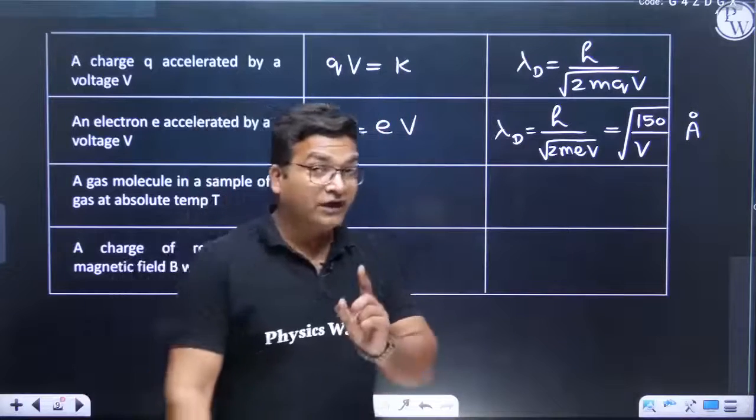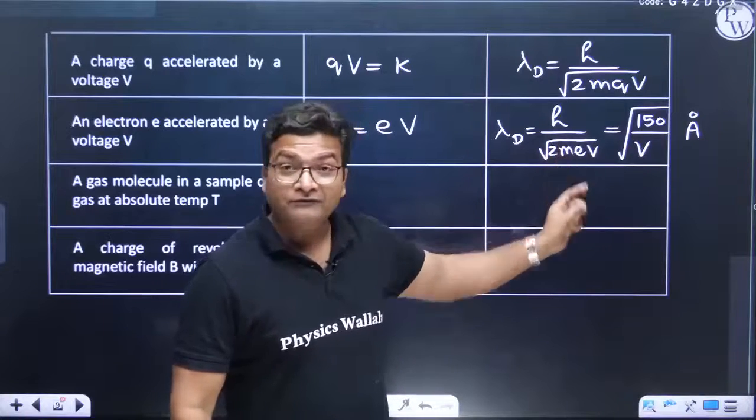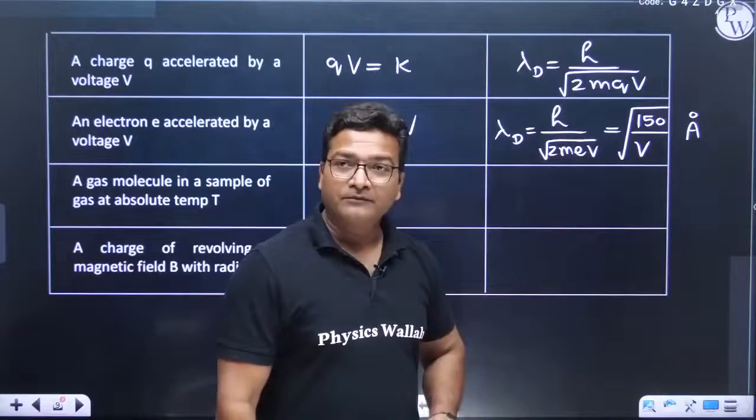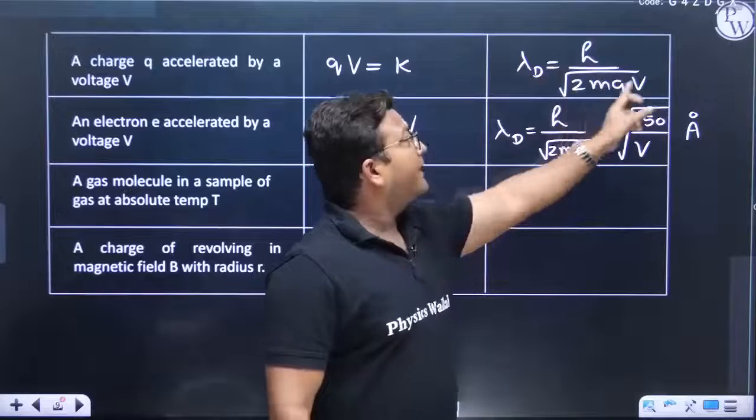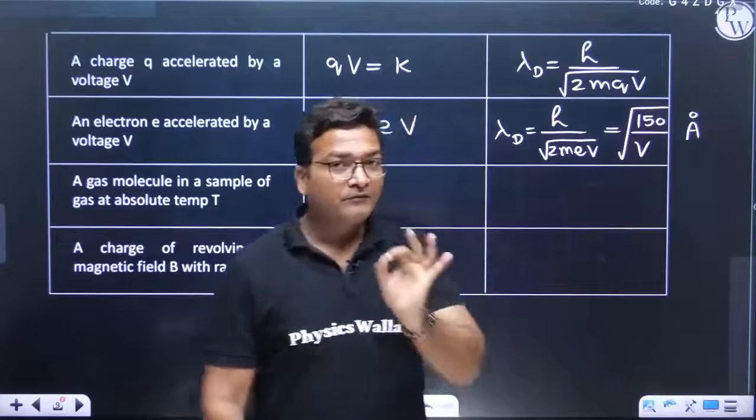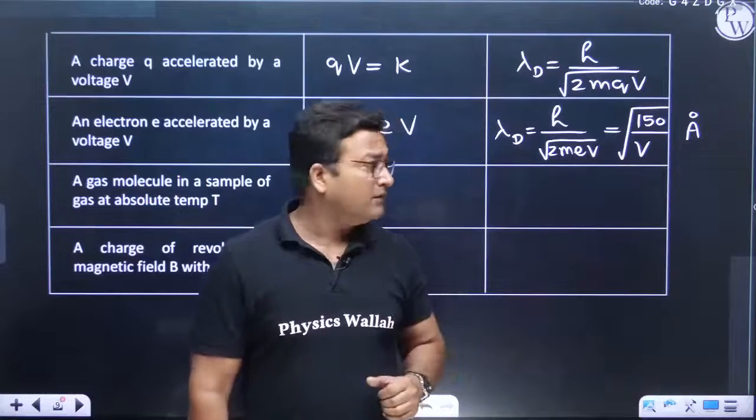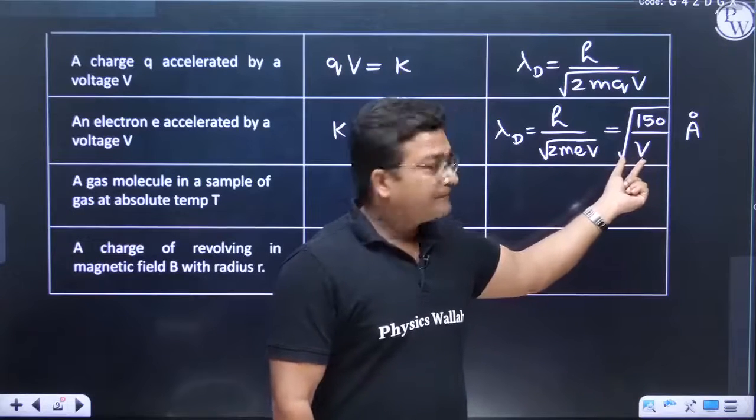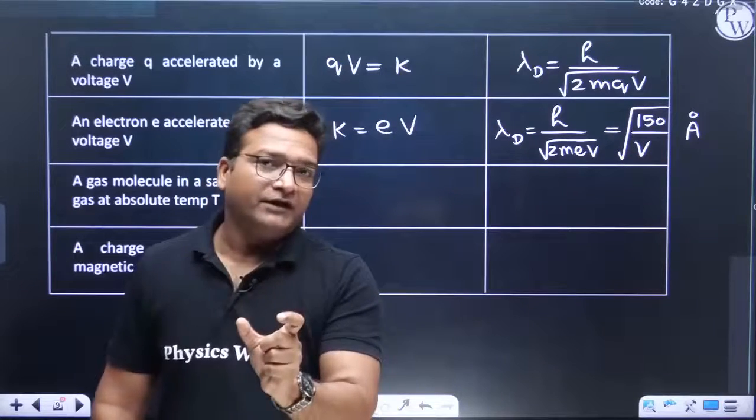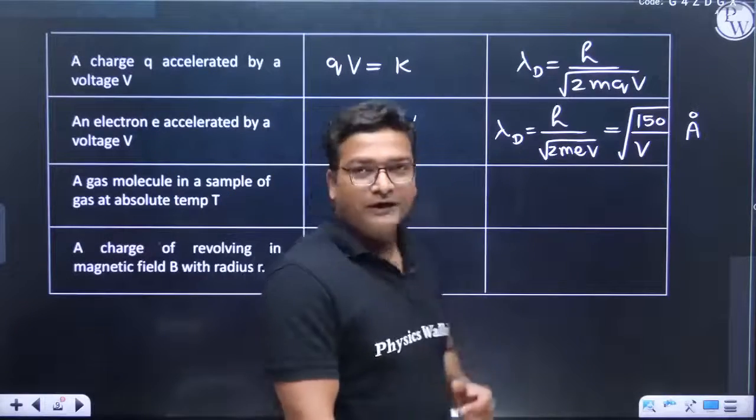So here you have to say this is only valid for electron, because at the place of mass we have placed the mass of electron, and at the place of charge we have placed the charge of electron. The general formula is valid for any kind of particle, for alpha particle, for proton, doesn't matter, but this one is only valid for electron. If they say the electron is accelerated by a voltage V, put the voltage V in volts here, and square root of 150 by V gives you the de Broglie wavelength of that electron in angstrom. Remember this.